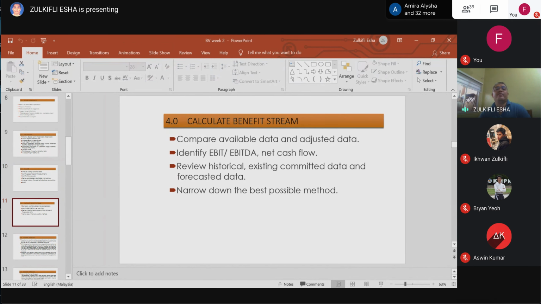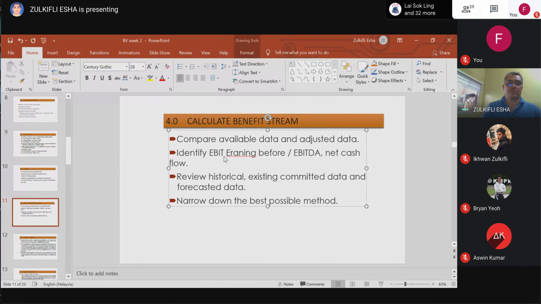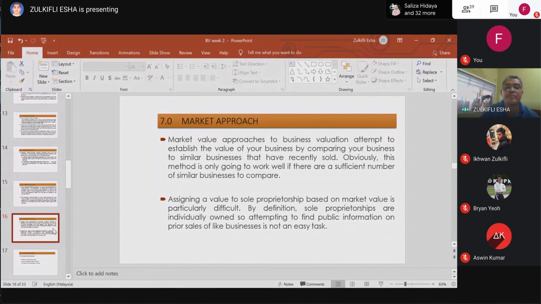So the next step is calculate the benefit stream, compare available data and adjusted data, identify EBIT, EBITDA, net cash flow. Wait, anybody knows what is EBIT? EBIT is E earning, B before, I interest, T tax. It is EBIT. EBITDA? Never mind, I will ask you what is EBITDA in your tutorial. I won't give you everything, just to make sure that you do your own learning.